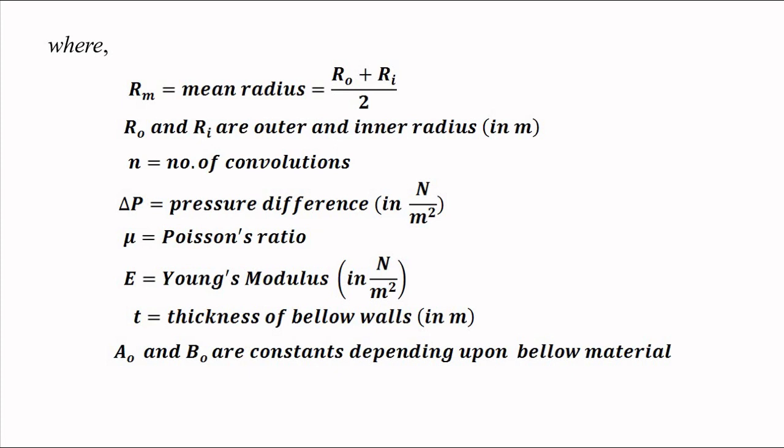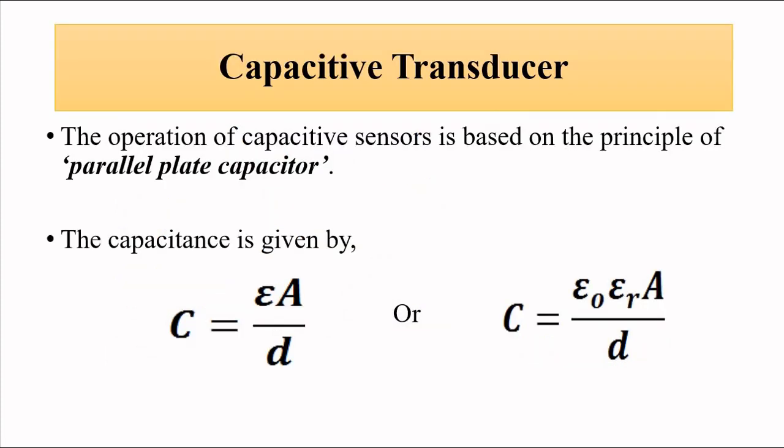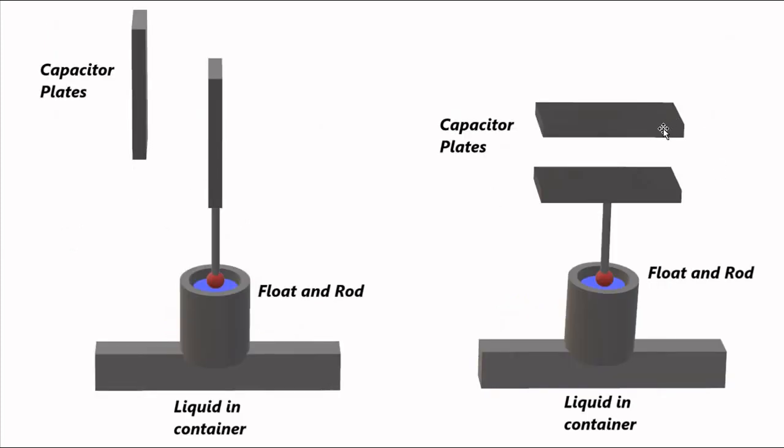Then we have the capacitive transducer, which is used for measurement of the liquid level. Again, it is based on the principle of parallel plate capacitor, where the capacitance is given by C equal to epsilon A by D. Epsilon is permittivity, which is the product of absolute and relative permittivity of the material. A is the cross-sectional area of the two plates, and D is the distance or gap between the two plates.